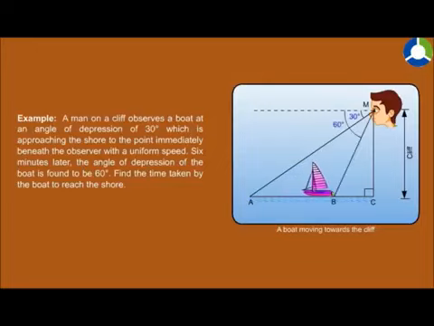Example: a man on a cliff observes a boat at an angle of depression of 30 degrees, which is approaching the shore to the point immediately beneath the observer with a uniform speed. 6 minutes later, the angle of depression of the boat is found to be 60 degrees. Find the time taken by the boat to reach the shore.